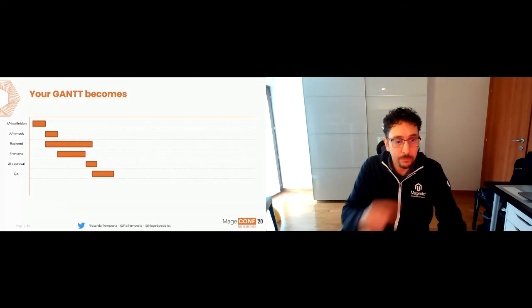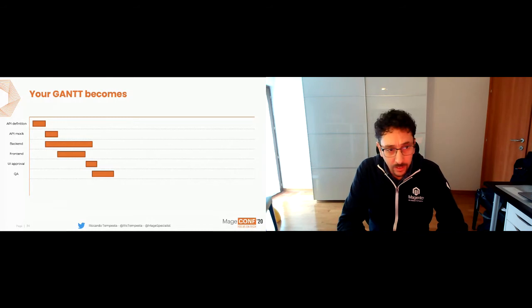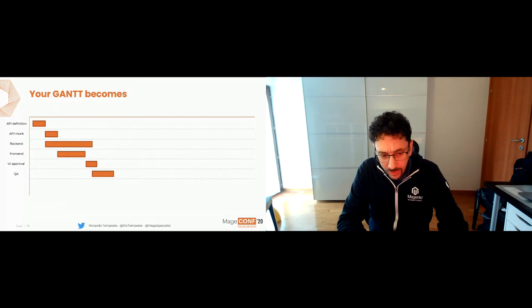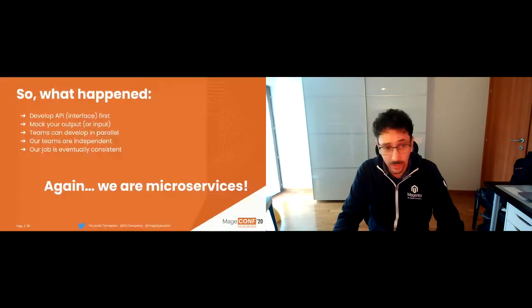So what happens? We develop an API interface first. When I say API, I don't mean web API. I mean interface in general. It can be, of course, even REST API, GraphQL, or whatever you like. Then you mock your output or input, depending on your perspective, and teams can develop in parallel. Our teams are independent, and our job, again, is eventually consistent. So again, we are doing microservices, but now we work in the right way.